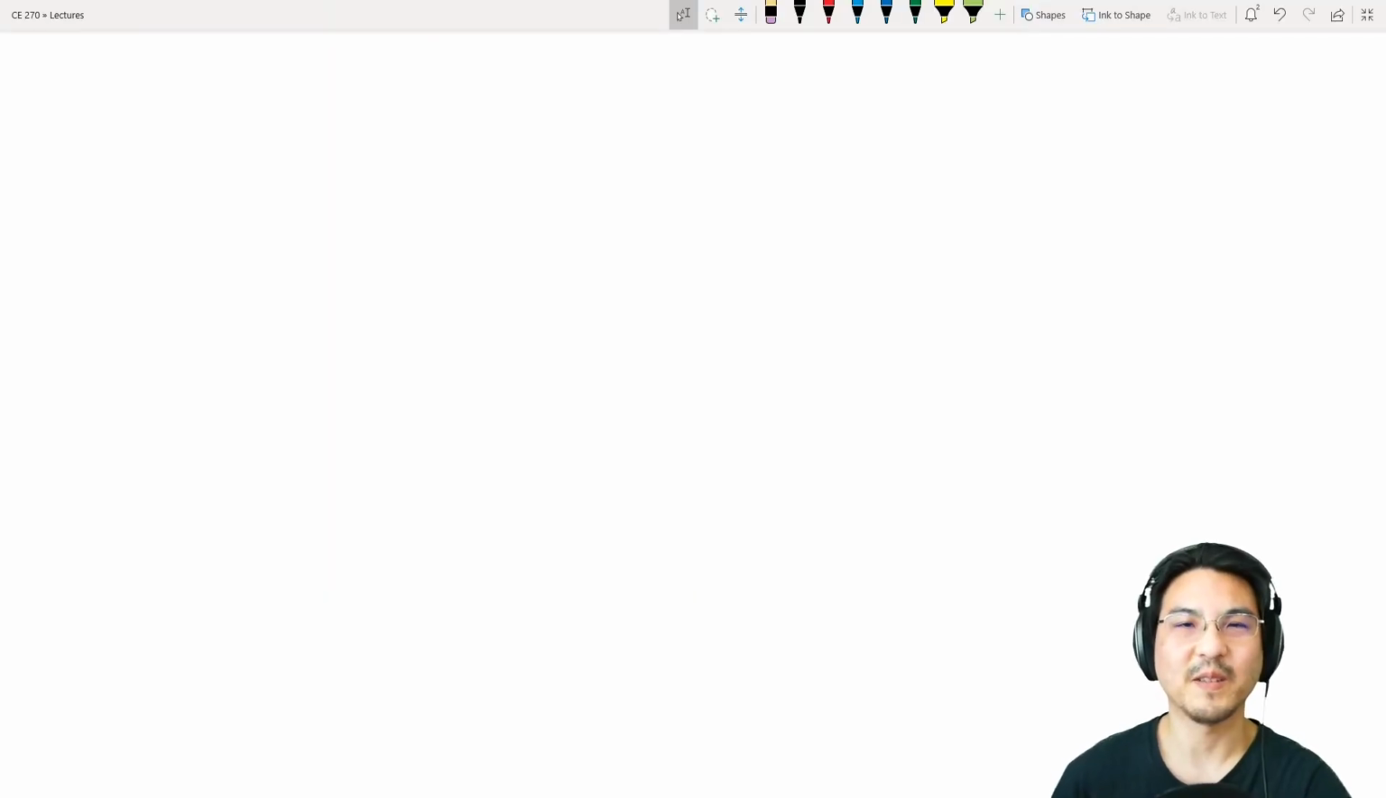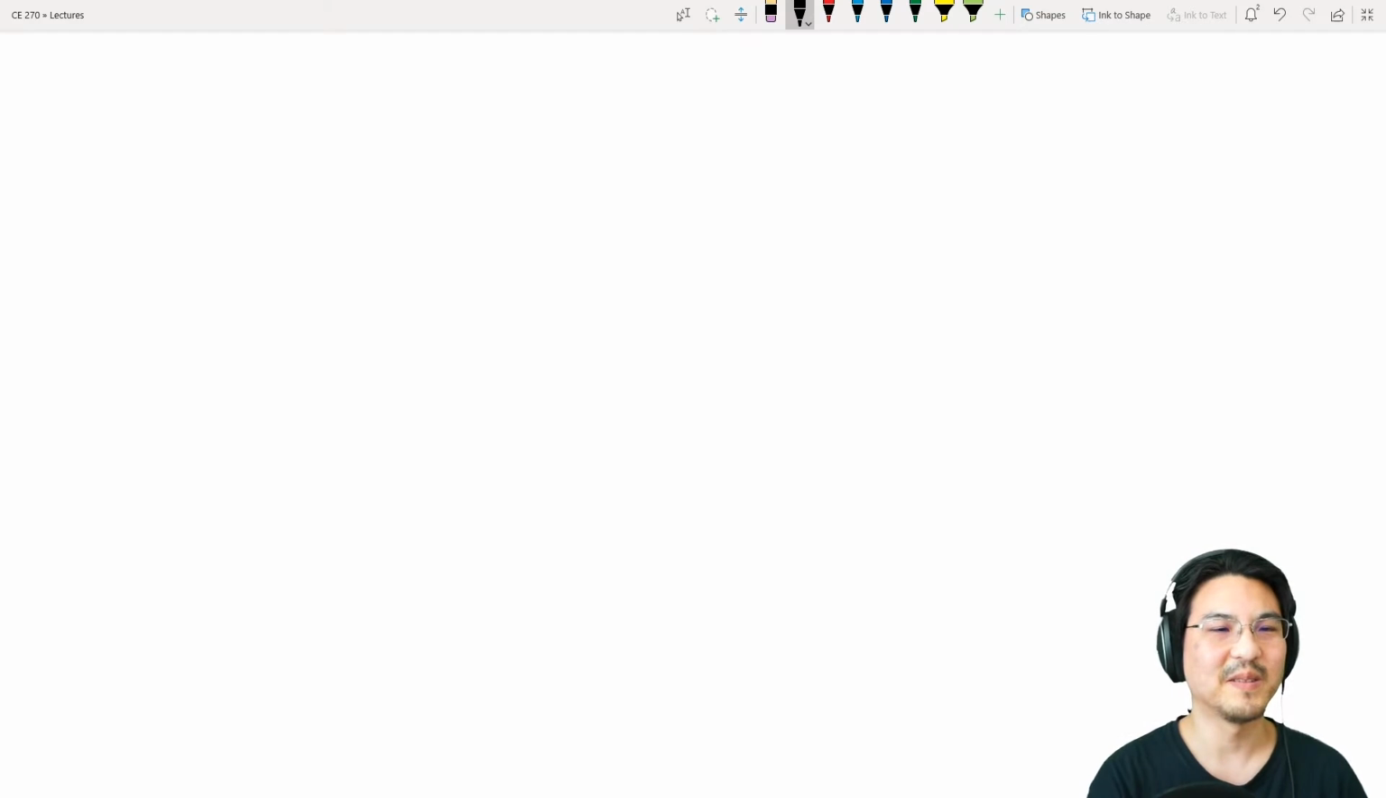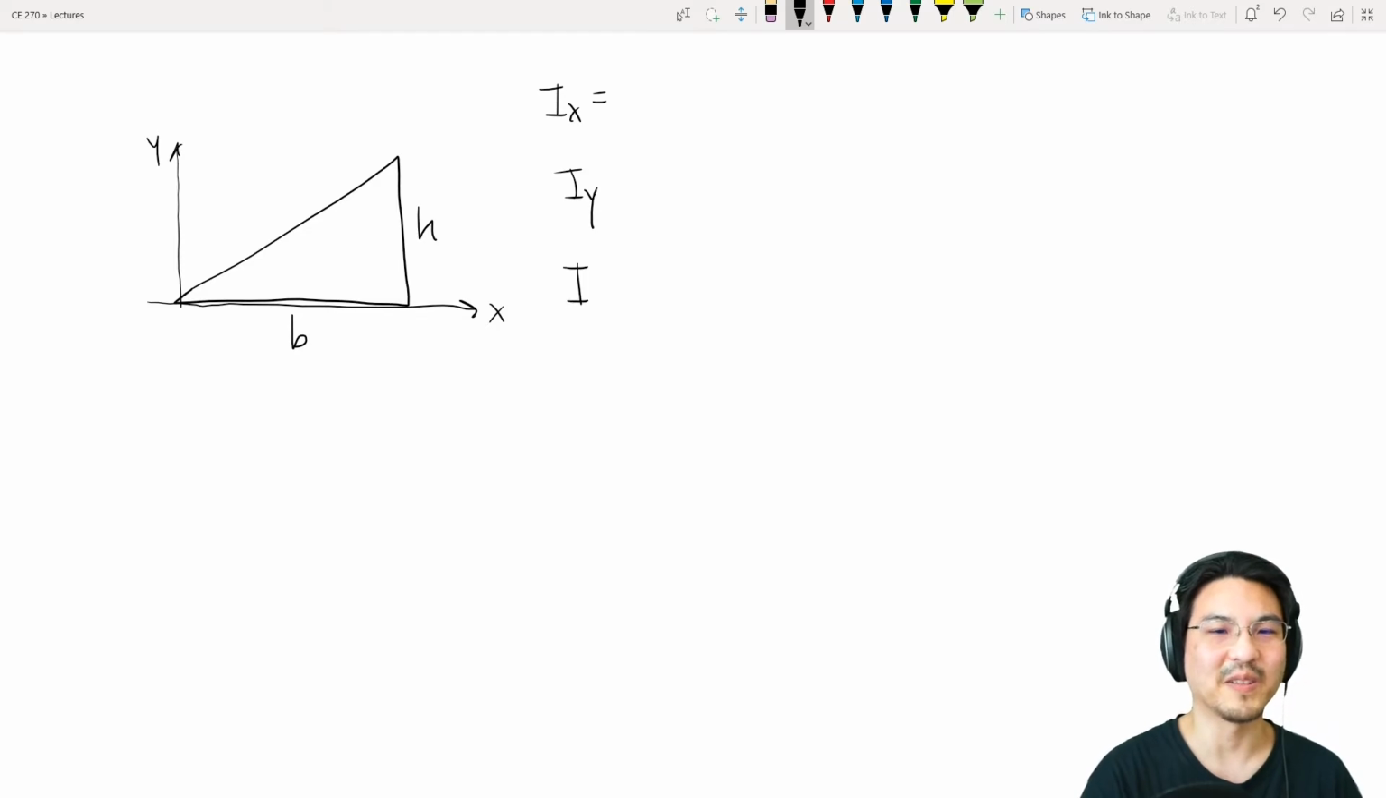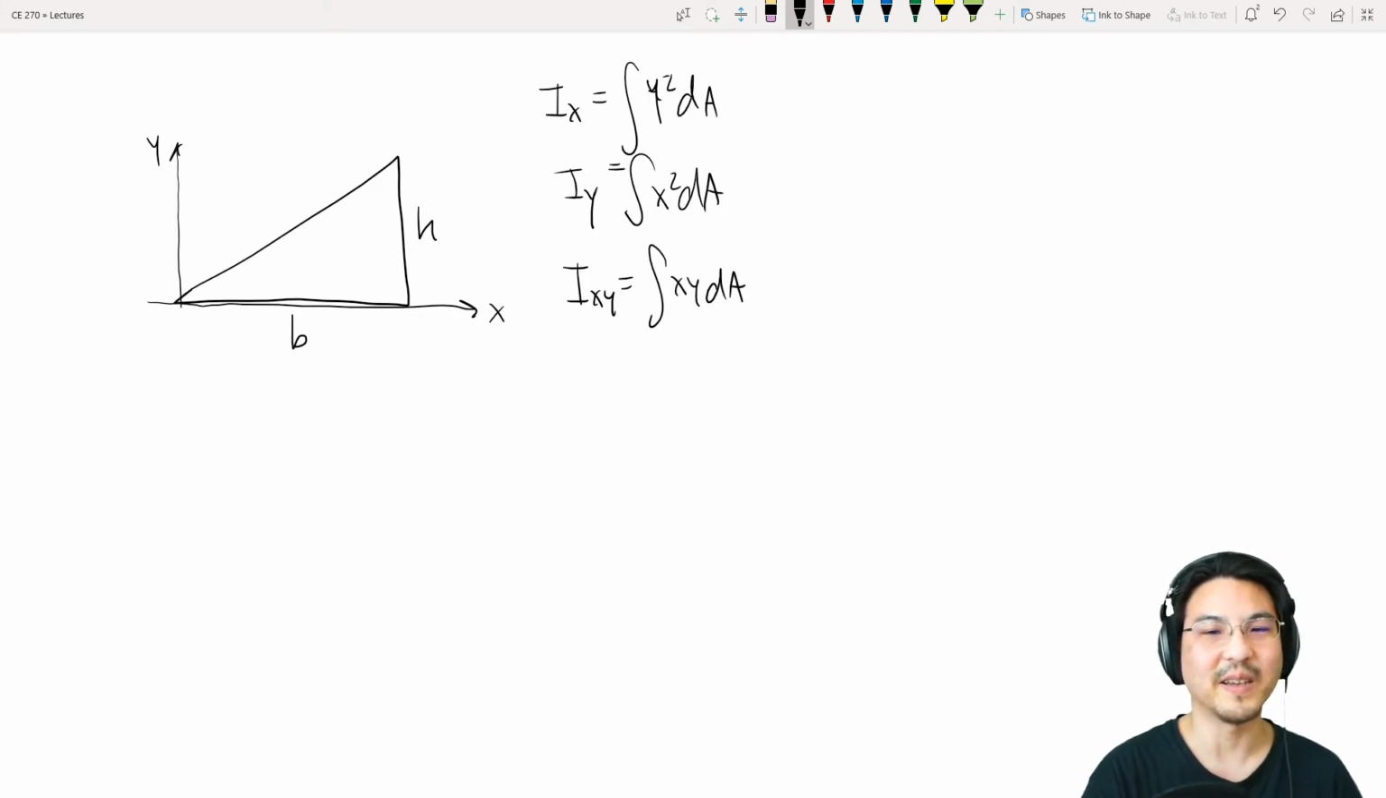Hey everybody. Okay, let's talk about how to actually compute the moments of inertia. Let's pick an example of a simple shape, like a triangle, with base b, height h. Let's find the moment of inertia Ix, Iy, and the product of inertia, Ixy. So Ix is y squared dA. Iy is x squared dA. The product of inertia Ixy is xy dA.